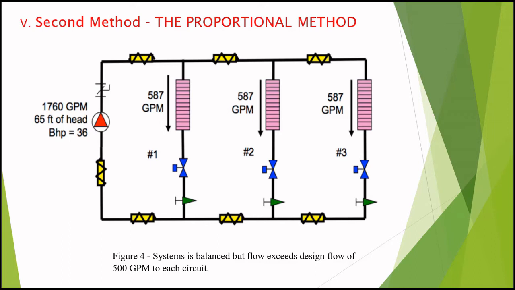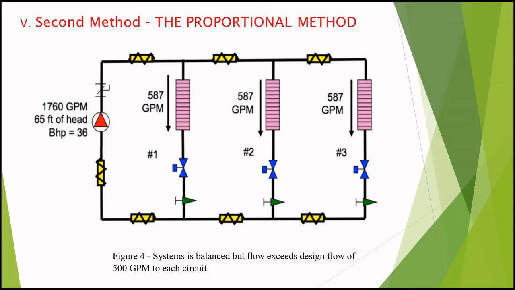The total flow is 1760 GPM, while the design flow is 1500. So still we have 260 extra. Okay, now how do we drop the value of the flow to the required design flow?